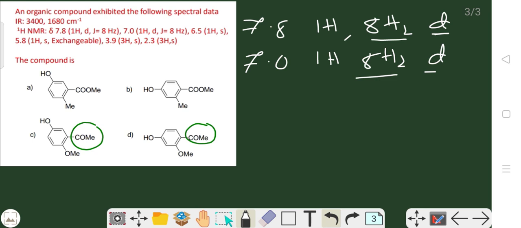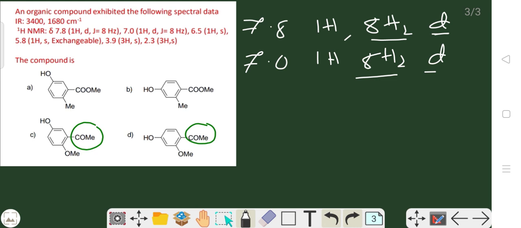But what is the meaning of 7.8 and 7.0? Basically, 6 to 8 is the region where aromatic hydrogens appear. The chemical shift of aromatic hydrogens is 6 to 8. But 7.8 and 7.0 are quite different. 7.8 means the hydrogen is in an aromatic region but highly deshielded, which indicates that the neighboring substituent should be electron withdrawing. While in the case of 7.0, it should be attached to an electron donating or electron releasing substituent. That's why the value decreases. Electron density increases, chemical shift decreases. So this is the second signal.